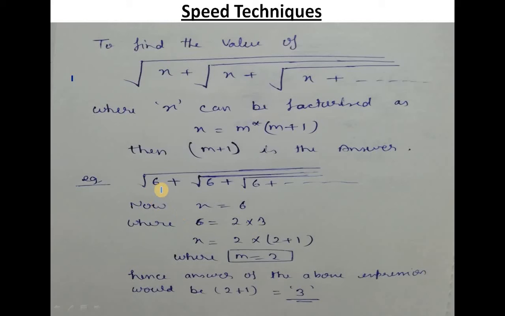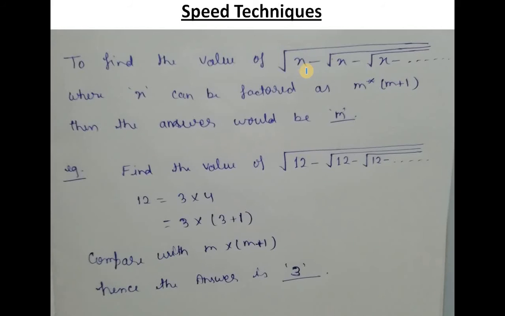Another example is if x equals 6. So 6 can be written as 2 into 3, that is nothing but 2 plus 1. So the answer would be 2 plus 1, that is 3. Another example, if you replace plus by minus, everything is the same.